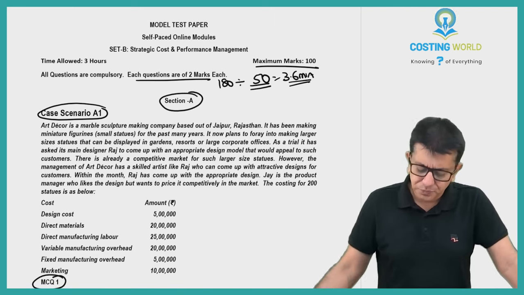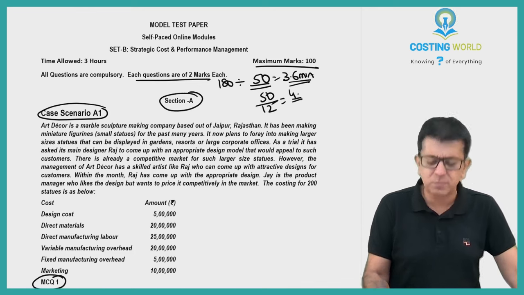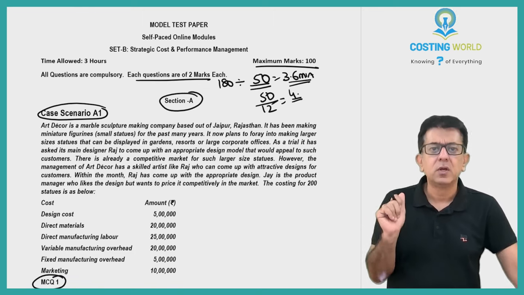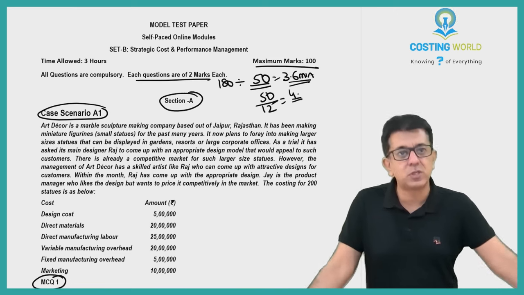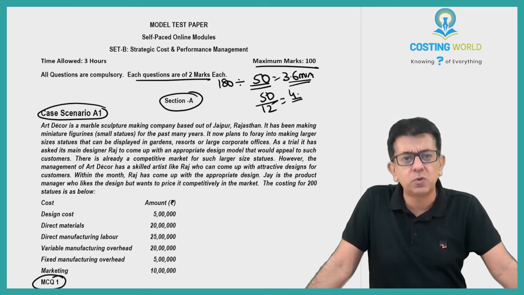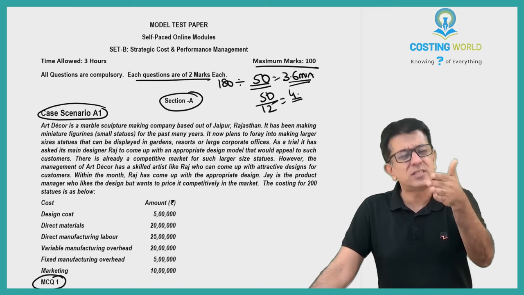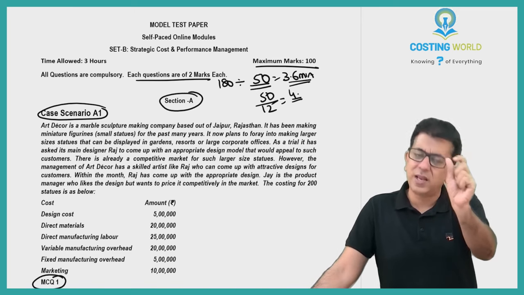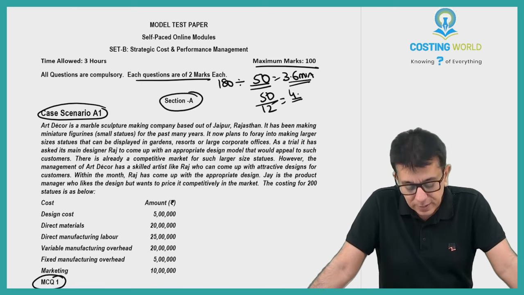Apart from that, there are 50 MCQs for 12 case studies. So approximately 4 to 5 MCQs on an average per case study. Although in case scenario A1, A2, A3, A4, the number of MCQs are more. Then in section C, the number of MCQs for every case scenario is lesser. Okay. So let's do this particular thing.